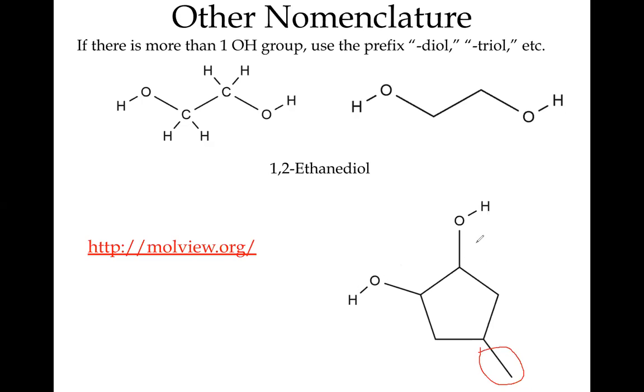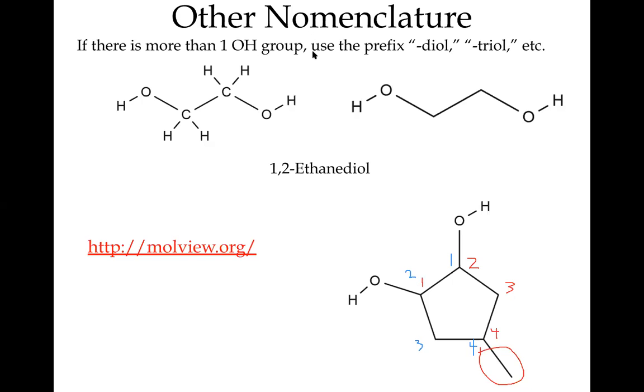And how would we number this? Well, 1, 2, 3, 4. Or we could do 1, 2, 3, 4. In this case, it doesn't matter which hydroxyl group you start with, it's going to give you a 1, 2, 4 scenario. Okay.